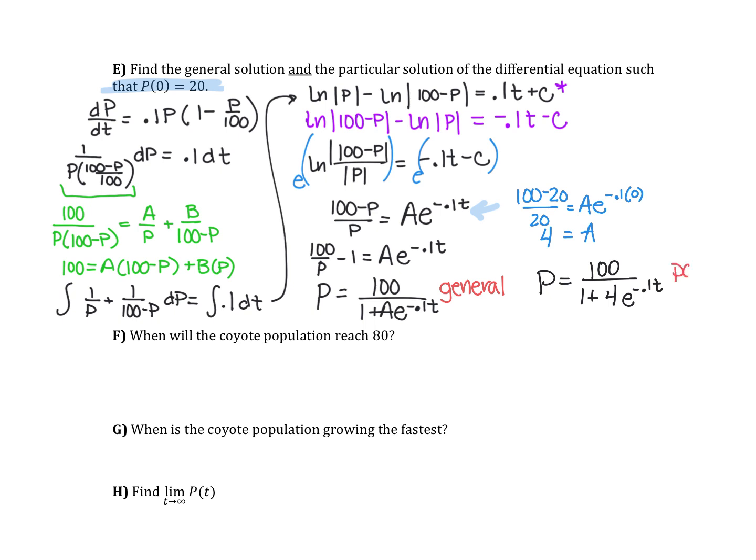This one is called our particular solution. This is the one that, if the initial population is 20, will allow me to solve any other problem along with that initial value. So the next question says, when will the coyote population reach 80? Now it's plug and chug. When will the population reach 80 means 80 is P. And we're trying to solve for t.